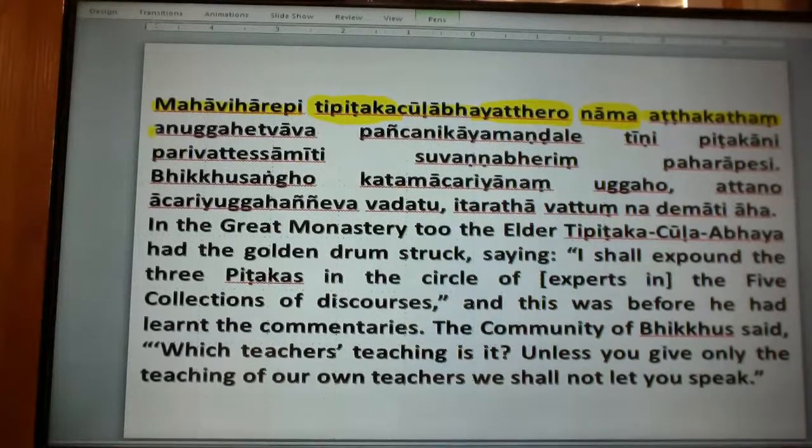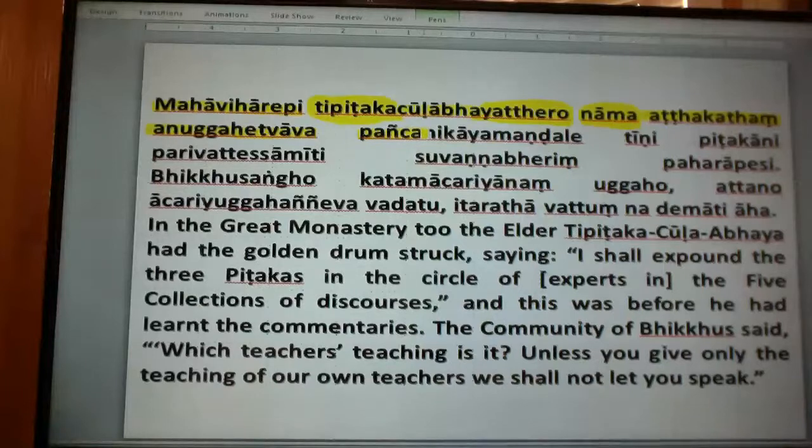So Athakatha, Anogahidwawa. Anogahidwawa means not learning these kinds of commentary. The English translation of Athakatha is commentary. Commentary means explanation in more detail. So that senior monk never learned about the commentary. He just learned the original discourse of the Buddha, but he didn't learn the commentary.